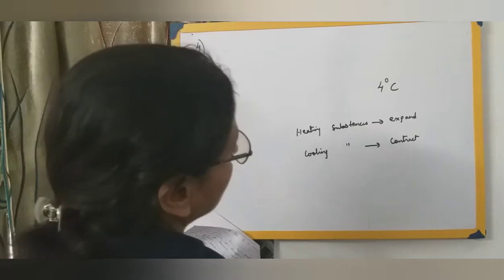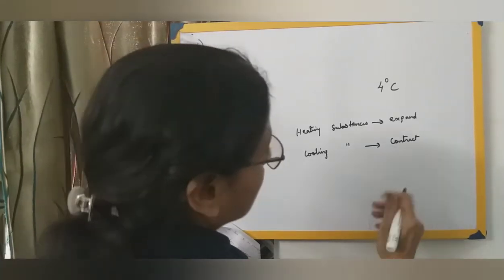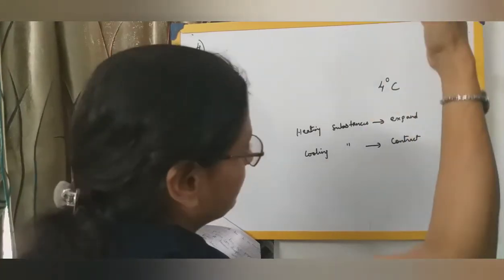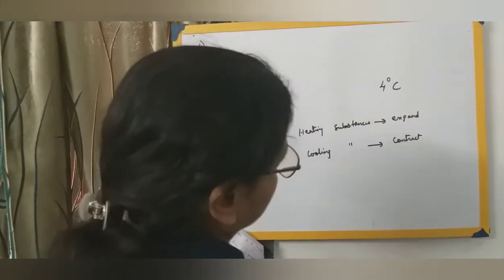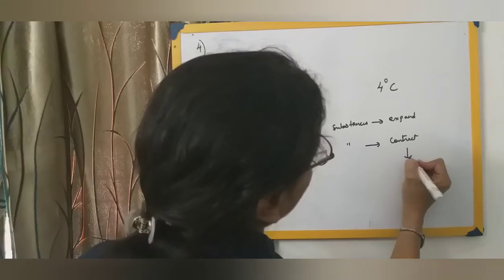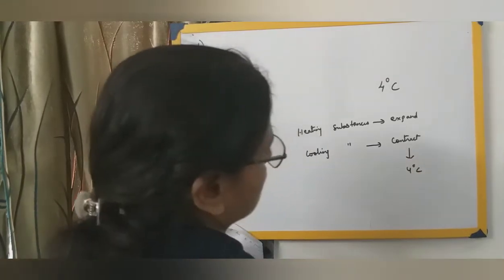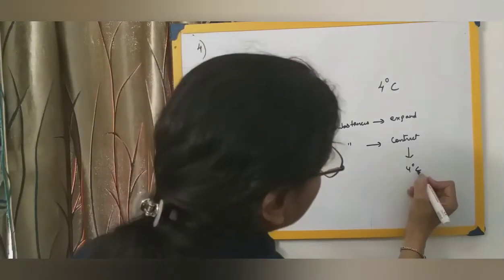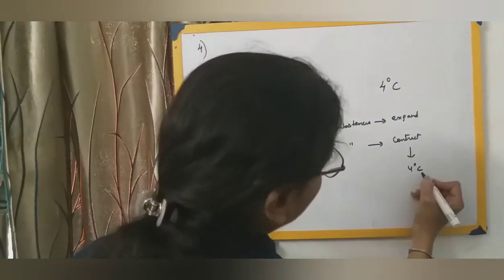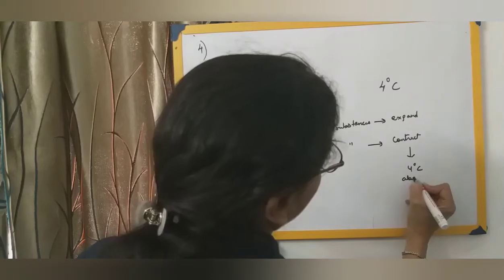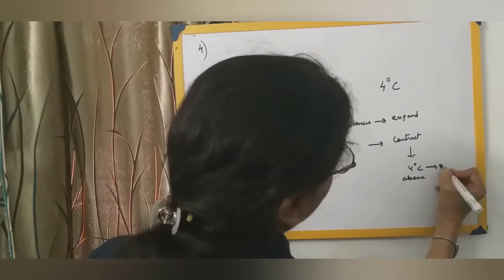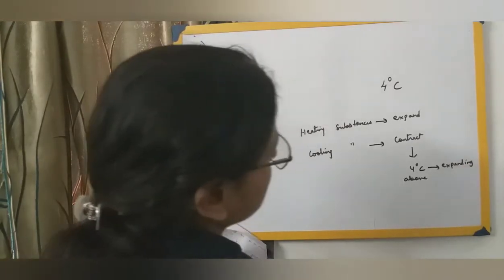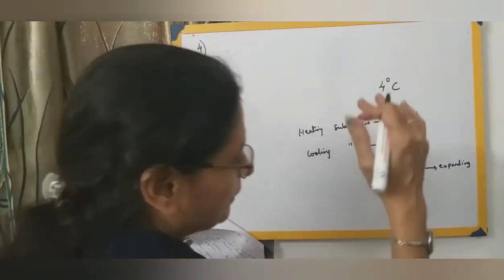This contraction of water will take place when you are cooling it, it will go on contracting. Suppose the water is at a higher temperature and you are cooling it, it will go on contracting. But this contraction will continue only up till 4 degrees Celsius. When you are further cooling it, what will happen? Instead of contracting, below 4 degrees Celsius, water will start expanding.